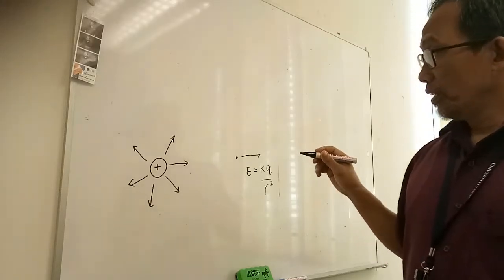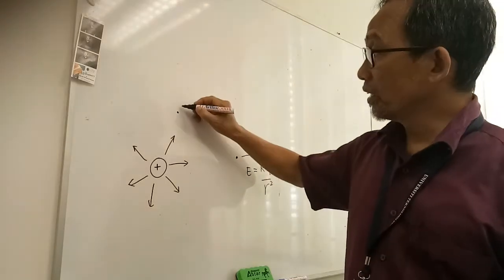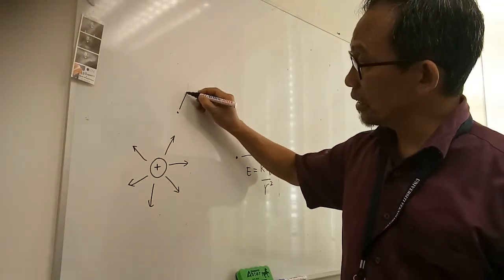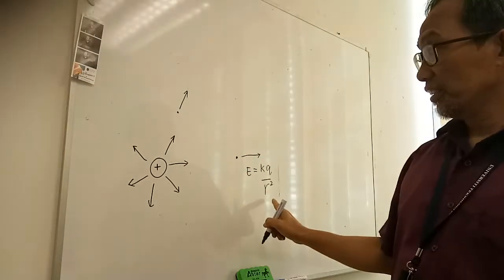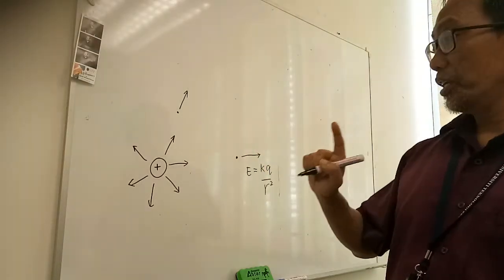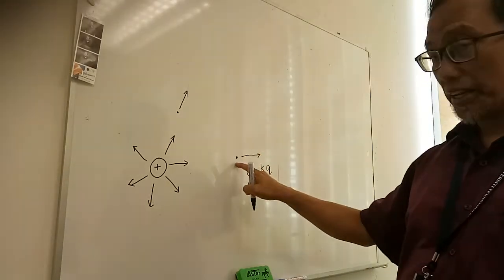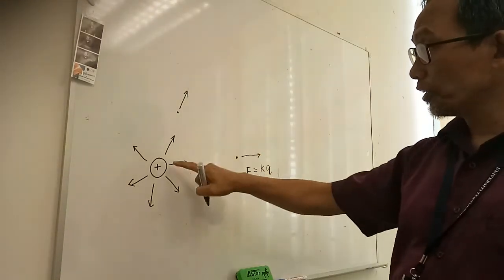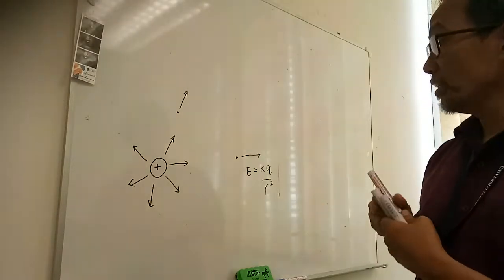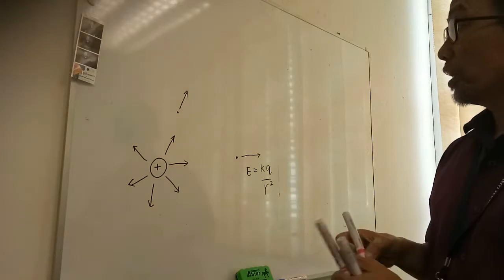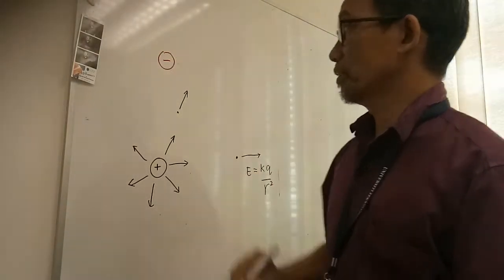So if you pick another point, for example here, the electric field would be directed there, and you have a different distance, the same Q but different distance, so the field here would be stronger than here because it is closer to the charge. Let's say there is another charge, let's say a negative charge here.